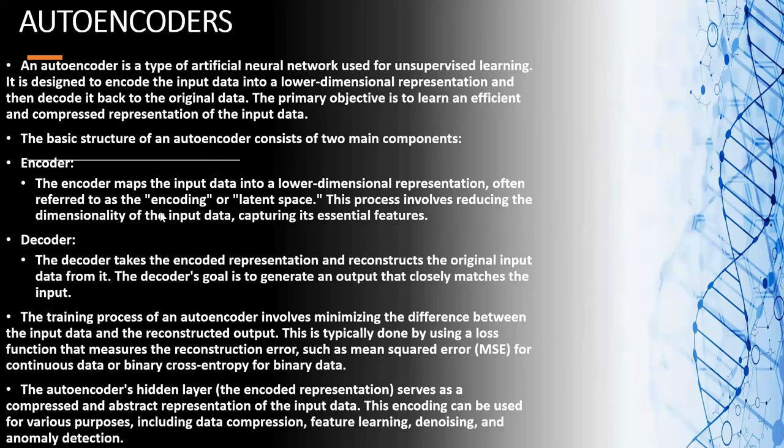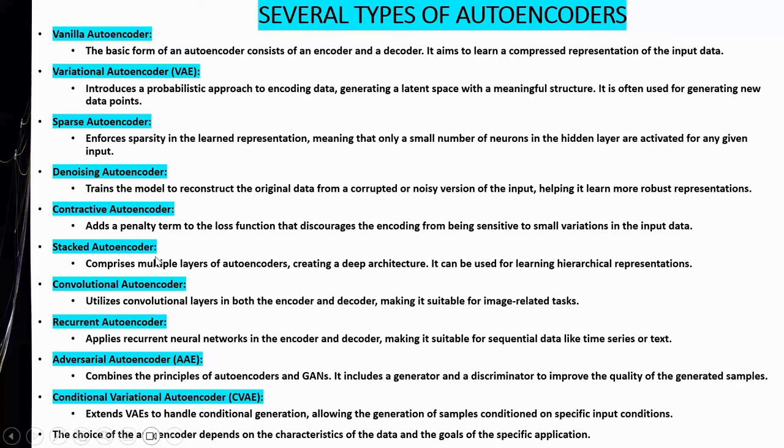So the next one: how many types of autoencoders do we have? The first one is the vanilla autoencoder. The basic form of an autoencoder consists of an encoder and a decoder. It aims to learn compressed representations of the input data. So we have the vanilla autoencoder, and the second one is the variational autoencoder, VAE.